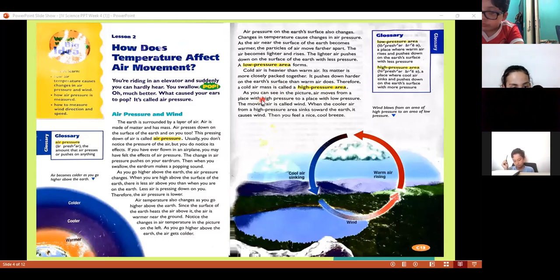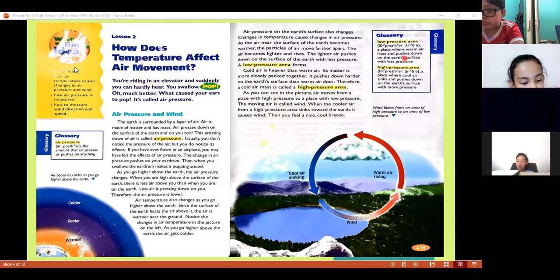As you can see in the picture, air moves from a place with high pressure to a place with low pressure. The moving air is called wind. When the cold air from the high pressure area moves toward the low pressure area, it causes wind. Then you feel a nice cold breeze. Excellent. Thank you so much, Khaled.